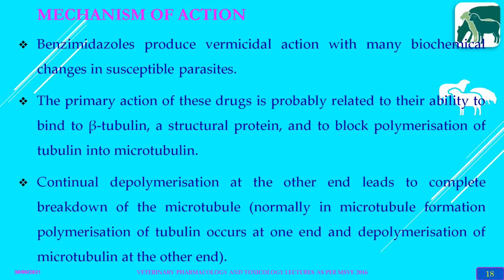But the margin of safety of most of the benzimidazoles is very high. The primary action of this drug is probably related to their ability to bind with beta tubulin, a structural protein, just like the antibacterial action. So these also act on the helminth and block the polymerization of the tubulin into microtubules.